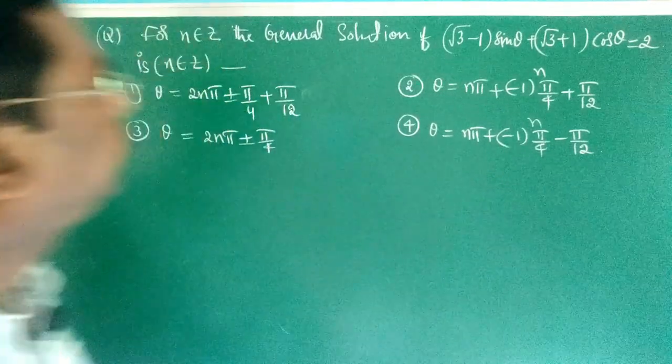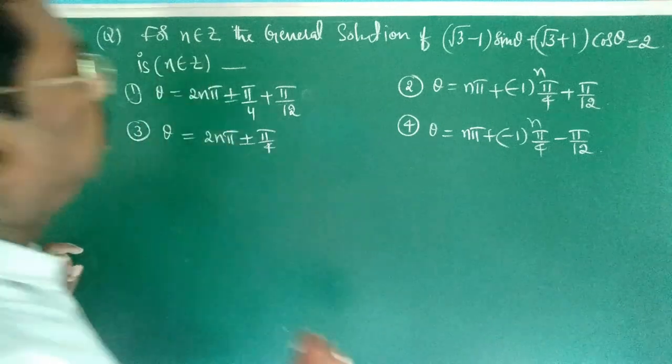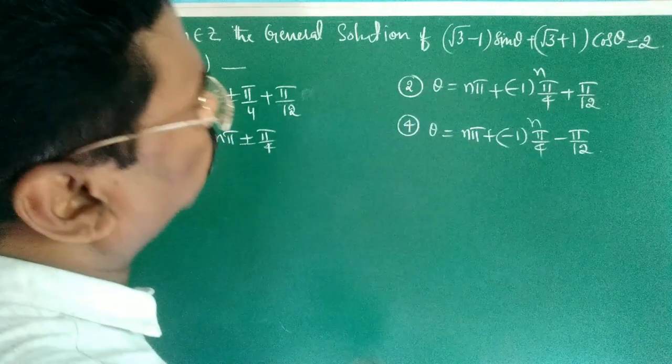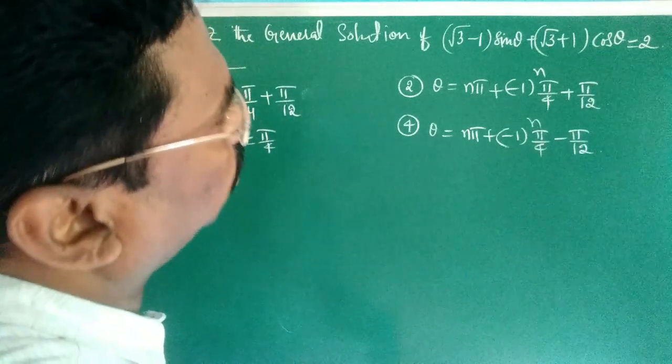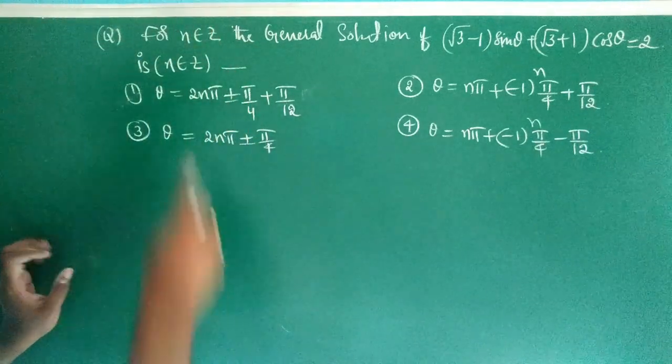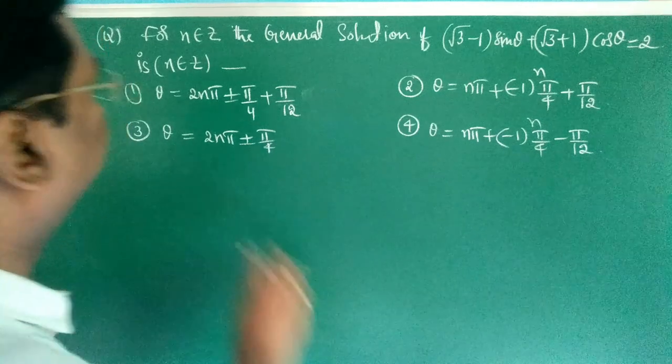Next one. For n belongs to Z, the general solution of (√3 − 1) sin θ + (√3 + 1) cos θ = 2 is, for all n belongs to Z.